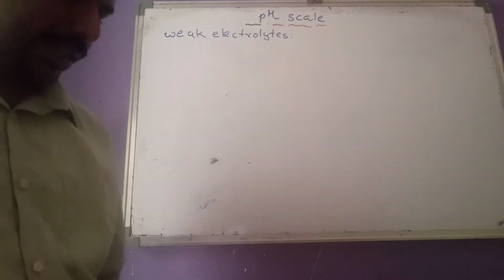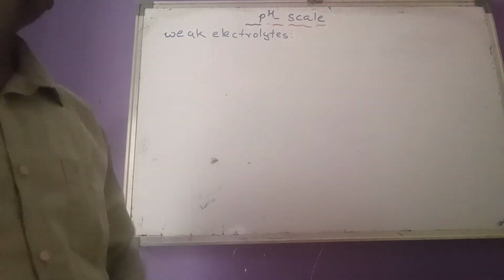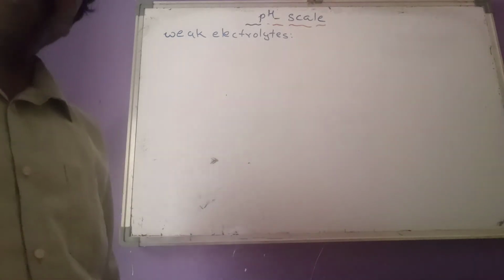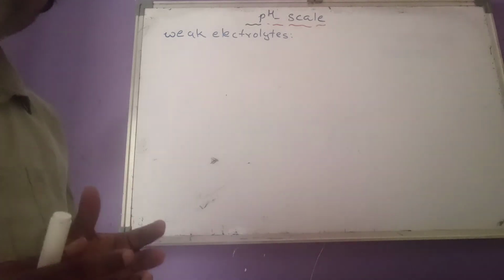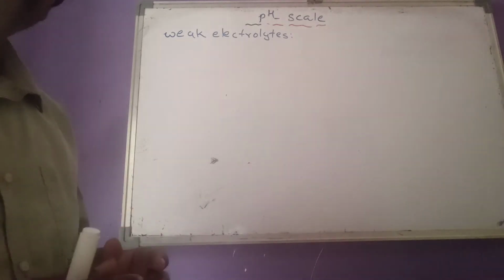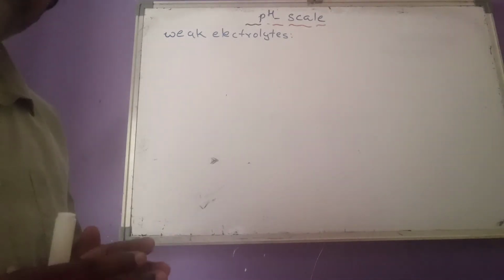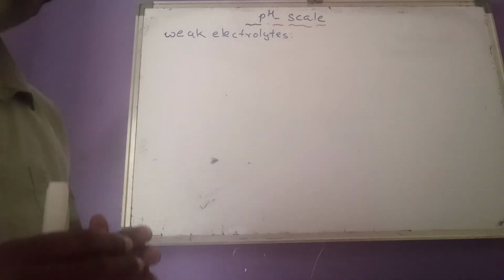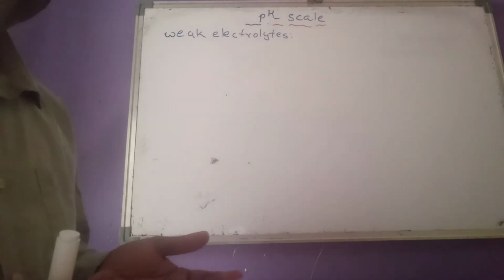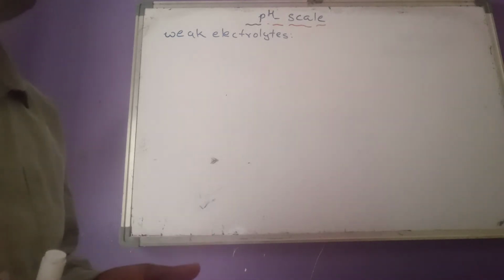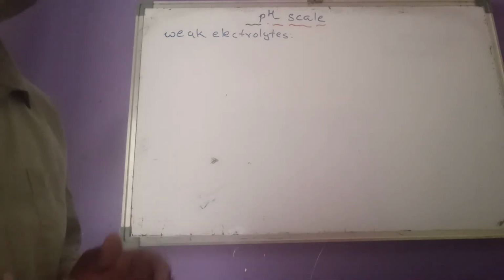Hello to everyone. In this video, let us discuss pH calculation for weak electrolytes. If you consider any weak electrolyte, it may not undergo 100% ionization. That means the given concentration may not be equal to either the H plus or OH minus ion concentration produced from that weak acid or base.